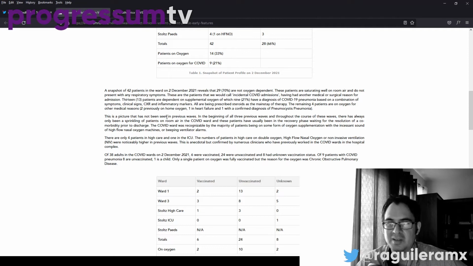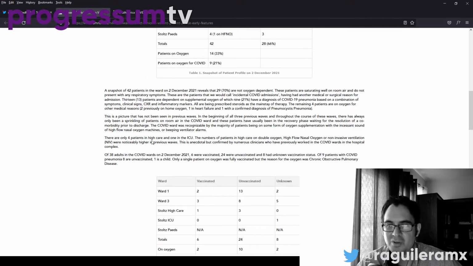This is really the kicker here. This is a picture that has not been seen in previous waves. In the beginning of all 3 previous waves and throughout the course of these waves, there has always been only a sprinkling of patients on room air in the COVID ward, and these patients have usually been in the recovery phase, waiting for the resolution of a comorbidity prior to discharge. The COVID ward was recognizable by the majority of patients being on some form of oxygen supplementation, with the incessant sound of high-flow nasal oxygen machines or beeping ventilator alarms.